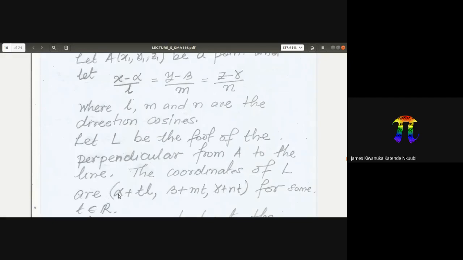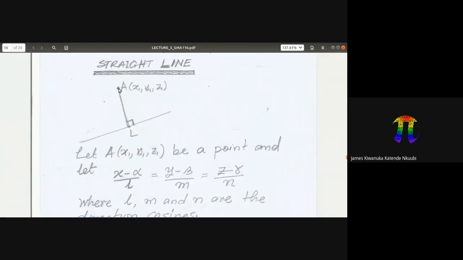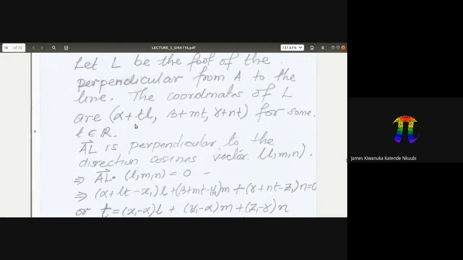So the X value will be alpha plus TL, the Y value will be beta plus MT, and the Z value will be gamma plus NT. Now this is the equation of this line. It's the equation of a line that goes through the 2 points A and L. And since L is on that line, it is possible to find a value of T such that this will be the point L. So the coordinates of L will definitely take this form, which is just a parametric form for the straight line.